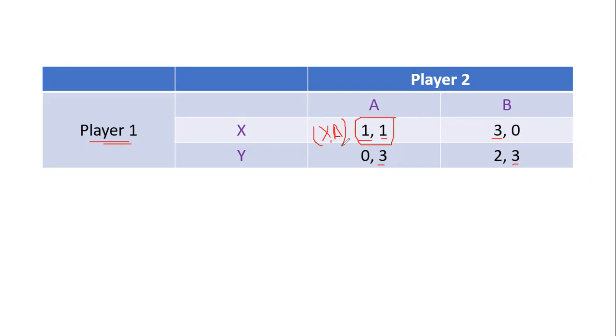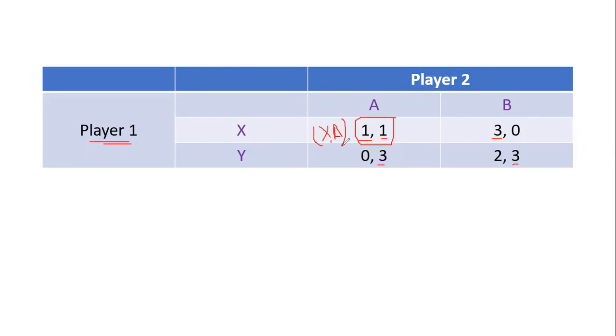Player 1 is given an option. He is told, look, player 2 has opted for A. Now would you like to change your choice? And player 1 knows that since player 2 is playing A, his optimal decision is X. So his answer may be, no, I'm okay with what I chose. That's the best decision.